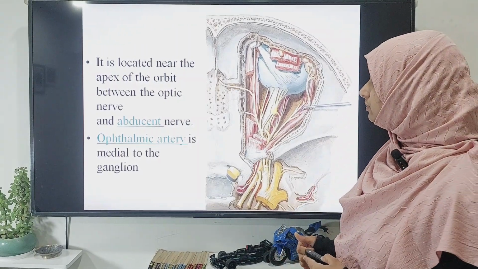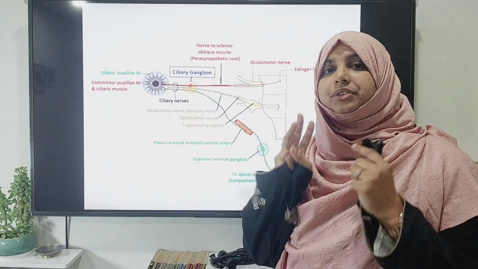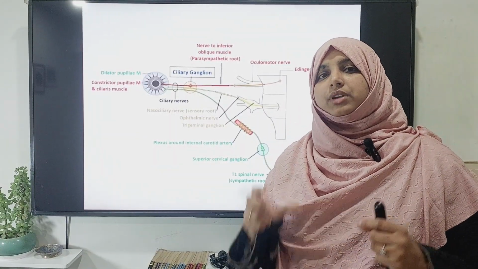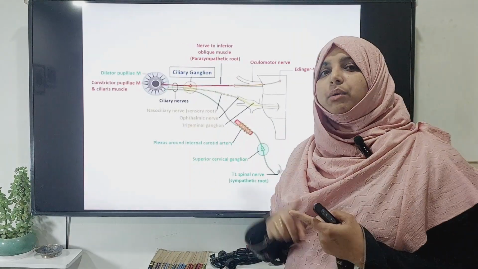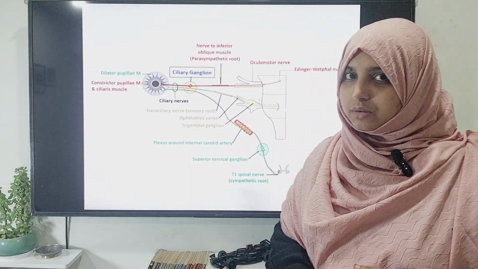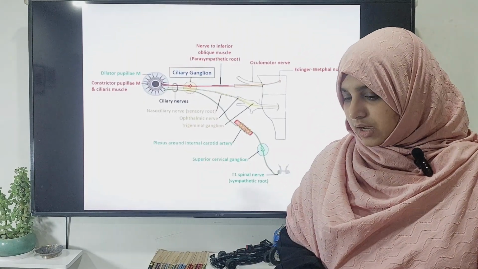Next, we are going to know about three components. It's going to have three types of fibers passing through it or relaying to it. Number one, the parasympathetic root, then the sympathetic root, and then we have the sensory root.